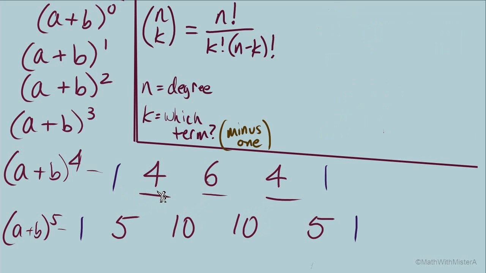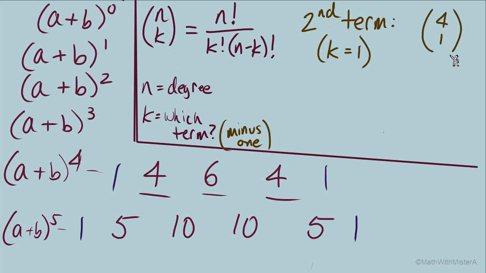What about the next coefficient? In the second term, that's when k equals 1. Our binomial coefficient notation is 4, 1. The fraction becomes 4 factorial over 1 factorial times 3 factorial. So 4 factorial is 24, 3 factorial is 6, 24 over 6 equals 4, and there's our next coefficient, 4. Let's hit a couple more.